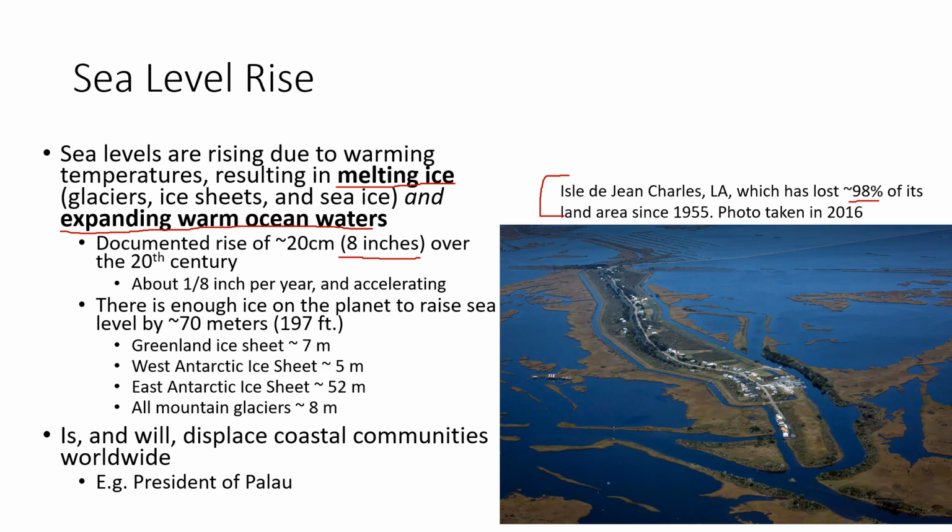So there are communities that are being affected by sea level rise today, and some of these communities have people that have been displaced. At the Isle de Jean Charles in Louisiana, I don't want to say for certain, but a significant portion of their population has been relocated.